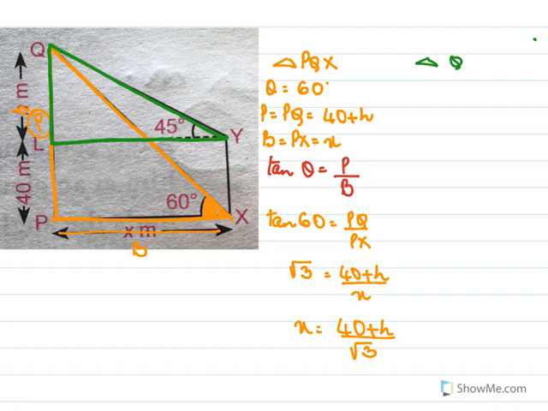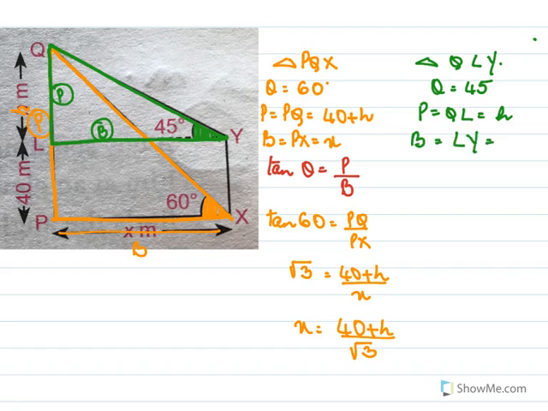Triangle QLY, theta is 45 here. The perpendicular QL, which we write as H, and the base LY, which we'll write as X. Why X? Because we know PX is equal to LY, which is X. See this line, these two are equal.